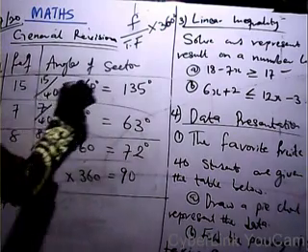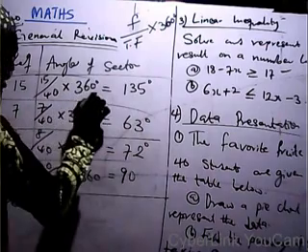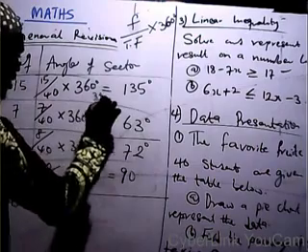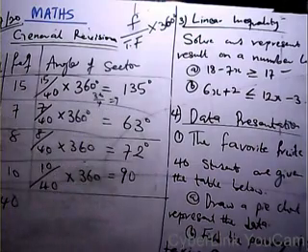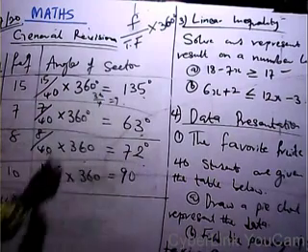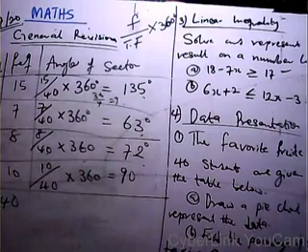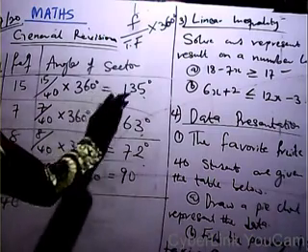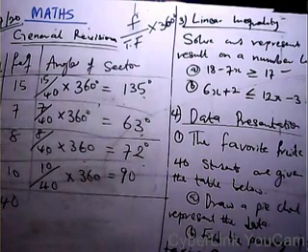If 0 cancel 0, it means 36 over 4. 36 over 4 will give me 9. Am I communicating? 9 times 15 will give me this. So 9 times 7 will give me this. 9 times 8 will give me this. 9 times 10 will give me this. That's all.